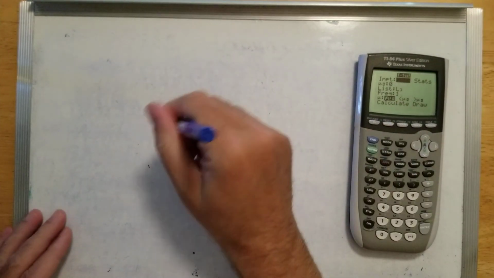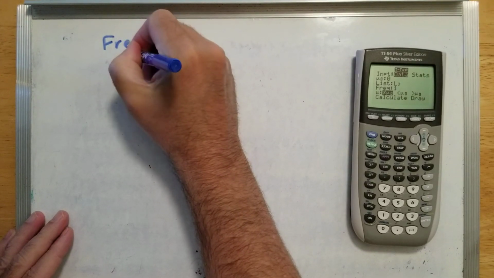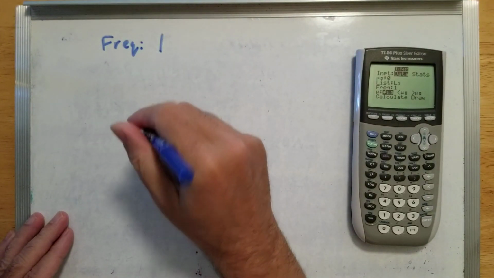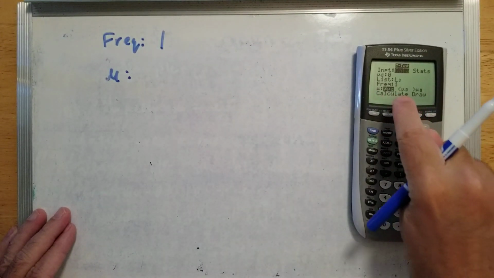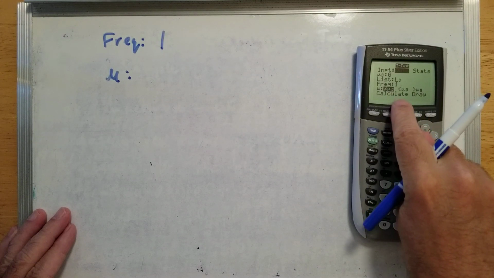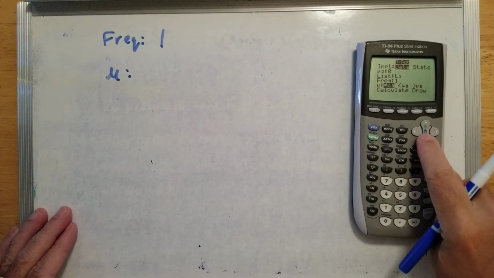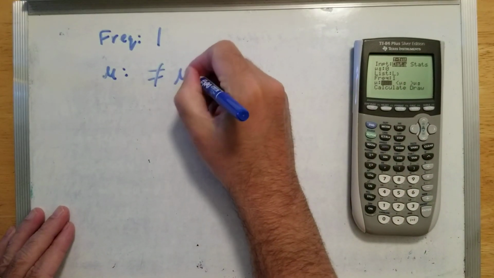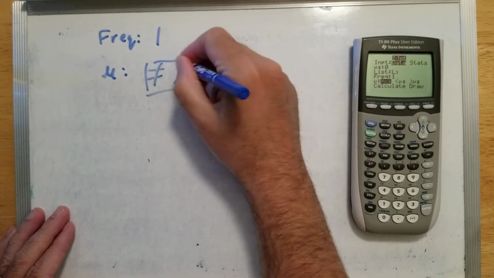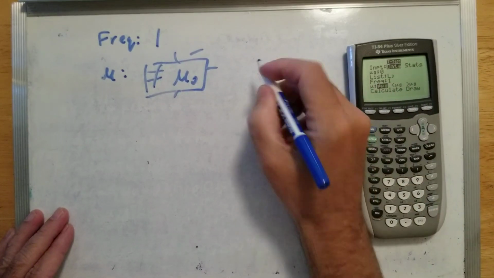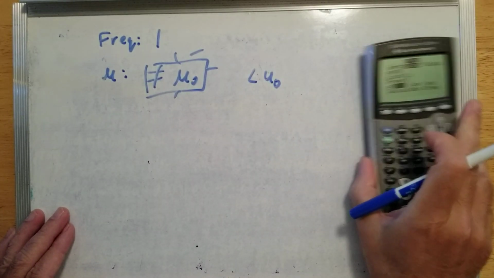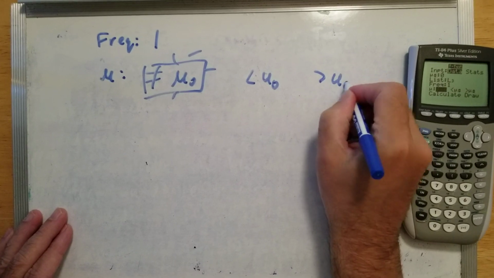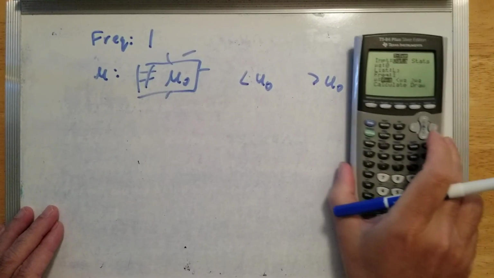The frequency is 1. We're using each data item once. Mu, and here you want to match the form of the alternate hypothesis, which was not equal. So I want to make sure the not equal one is highlighted. This one is the one that's highlighted. Less than or greater than would be for left and right tail test, but this is for a two-tail test.